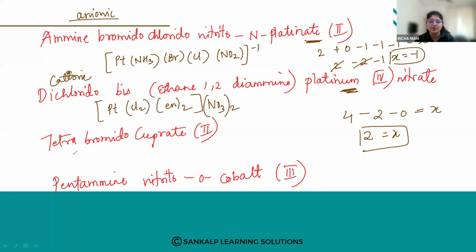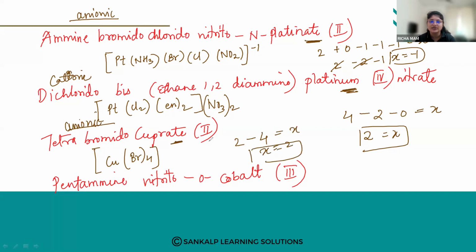Next one, tetrabromido cuprate. Cuprate means again this is an anionic complex. So copper, then bromido means 4, Br4. What will be the charge? Copper is 2, bromine is -4, equals X. So X is equal to -2. So the charge on the complex is -2. So this is the name of the complex.